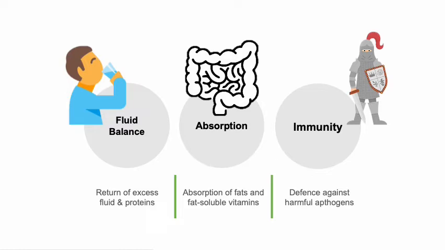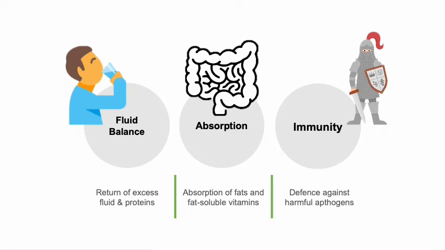Second, the lymphatic system helps in absorption. Part of the gut membrane in the small intestine contains tiny finger-like protrusions called villi. Each villus contains small lymph capillaries known as lacteals. Lacteals absorb fluid which is rich in fat and fat-soluble vitamins and forms a milky white fluid called the chyle.